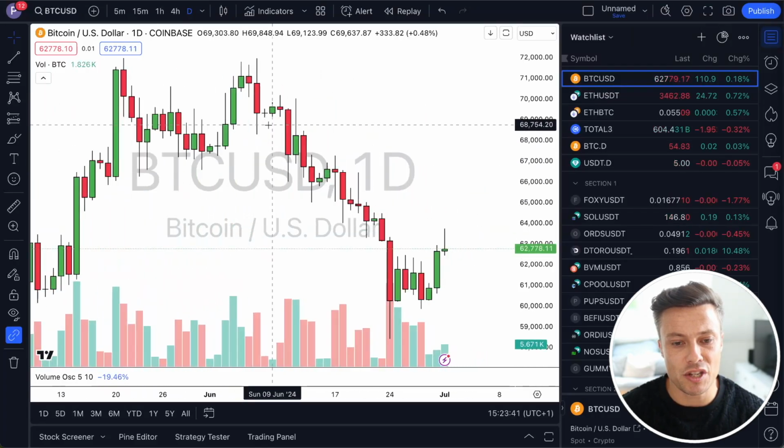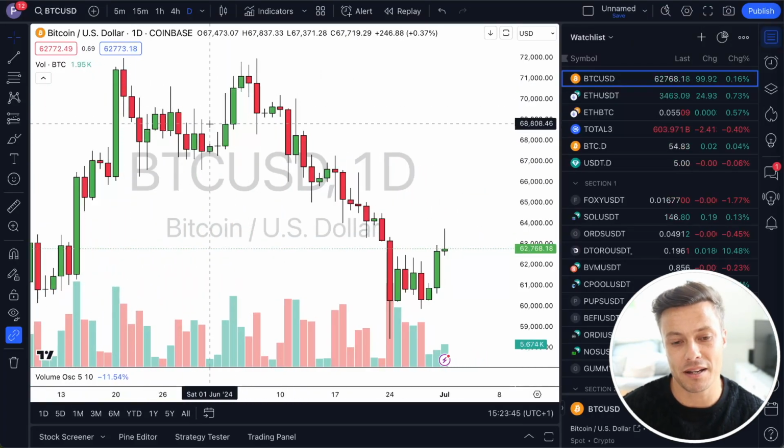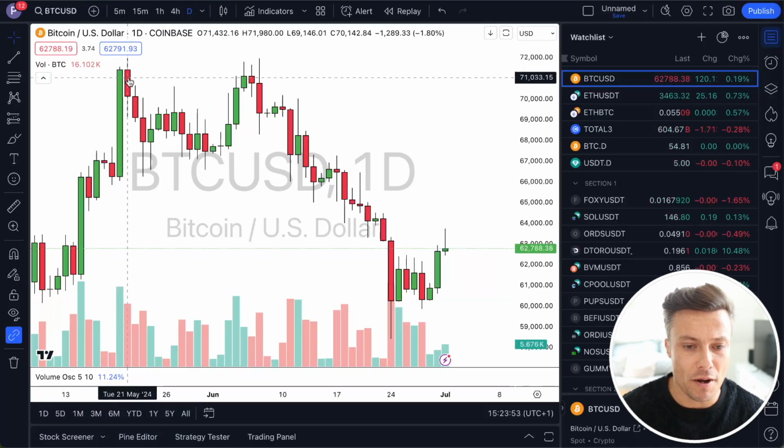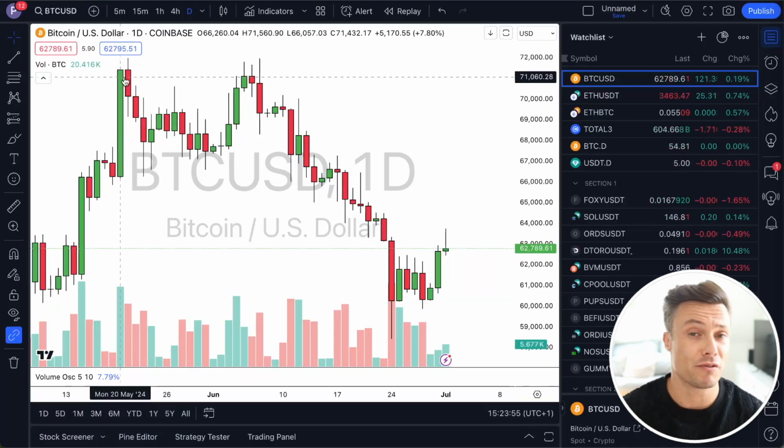Now, as you look into the chart, we see lots of green and red bars. These are known as candlesticks. And because we clicked on the day, each of these bars equals 1 day's worth of trading activity.